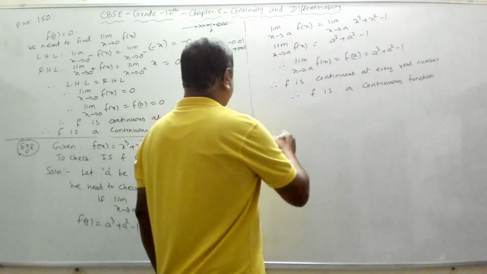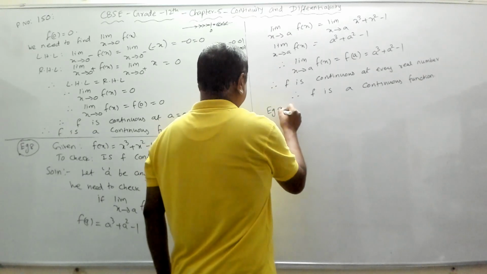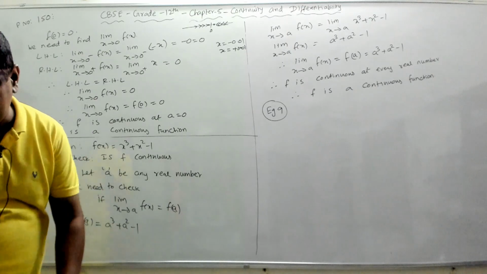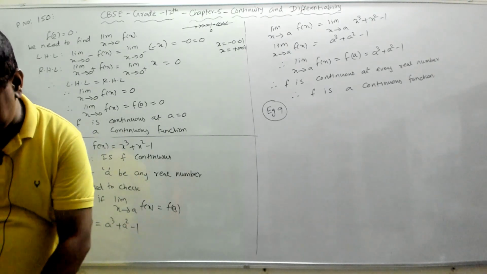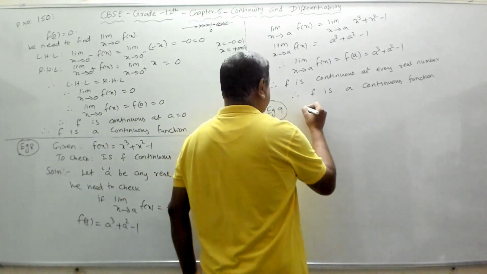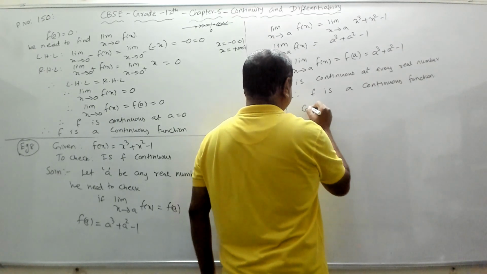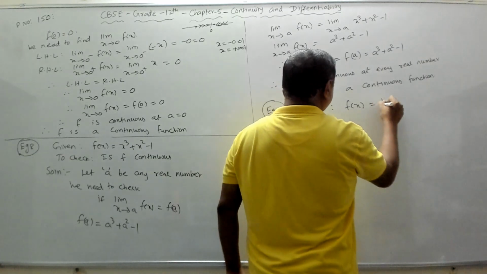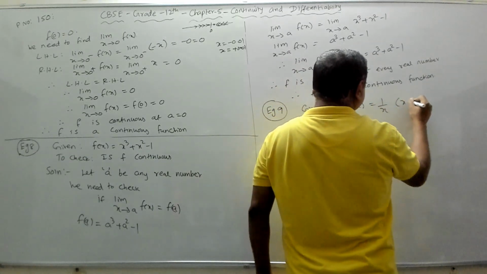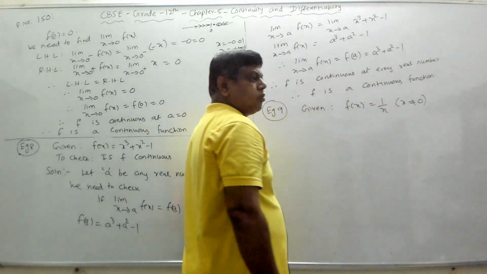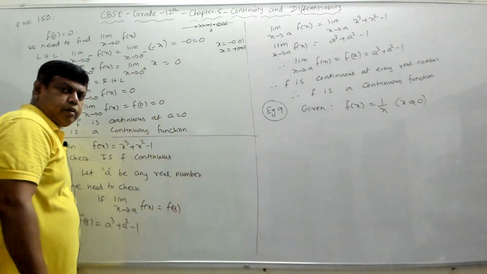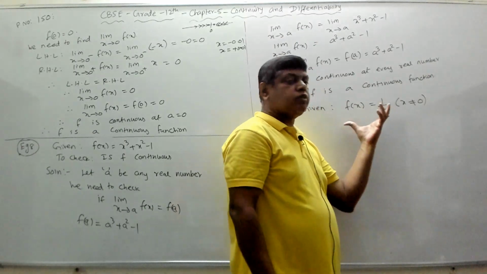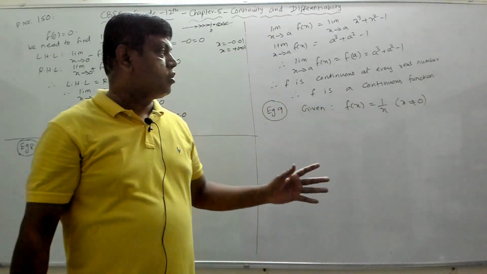Now we shall go to example 9. Now what is example 9? Our f of x is defined as 1 by x. So given is f of x equal to 1 by x, and obviously x is not equal to 0, because at 0 the function is not defined. So what is the domain of this?